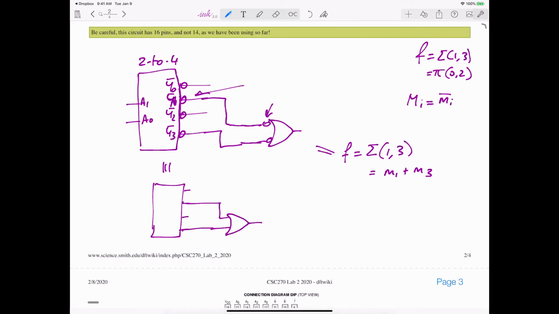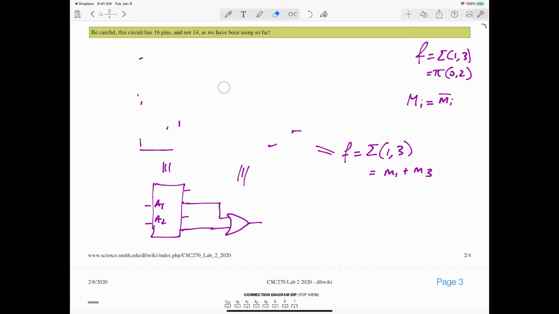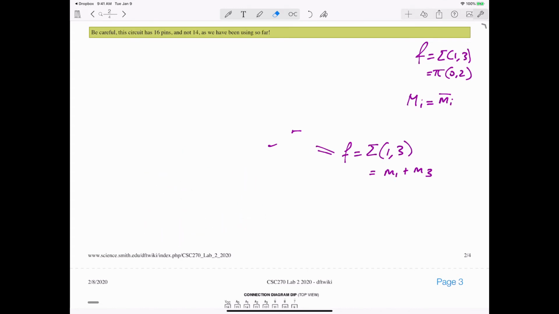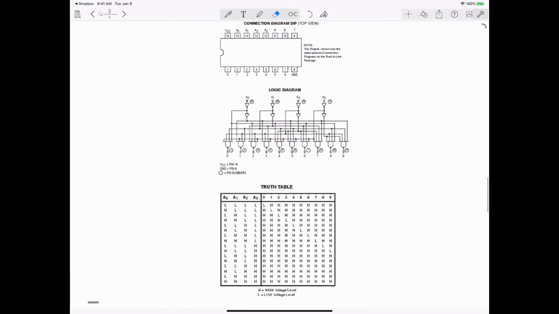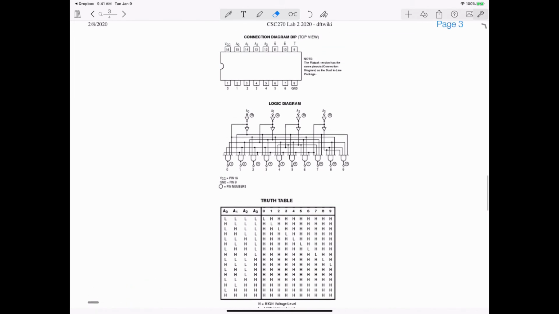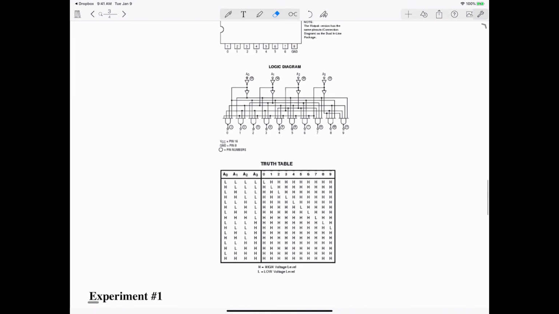So this part here, the second decoder that I'm showing below, is equivalent to this one, with active low outputs. Something else that I want to show you that you'll have to work on is right here. You have this strange decoder, and it's actually a 4 to 10.